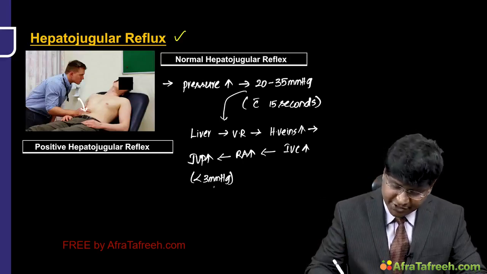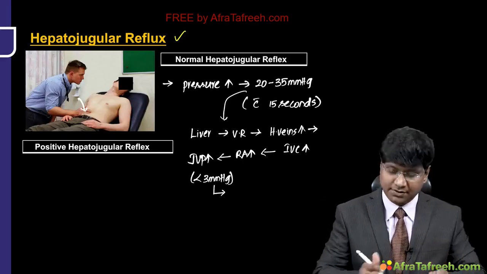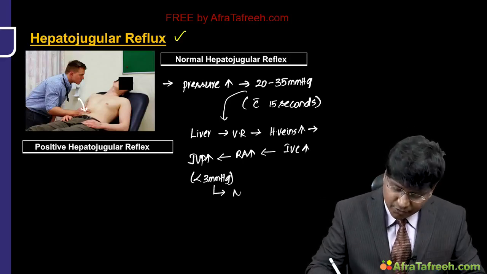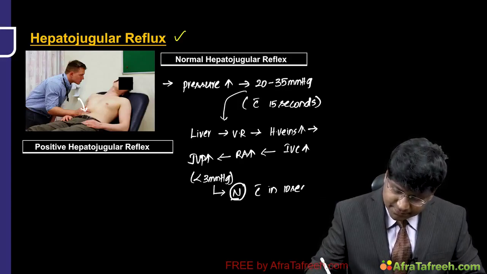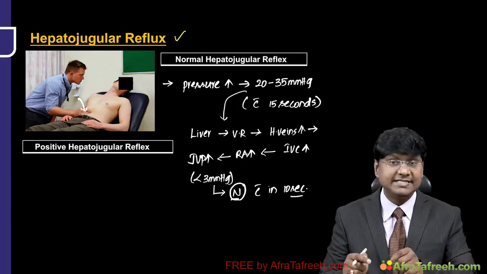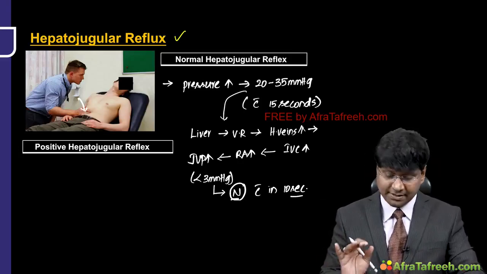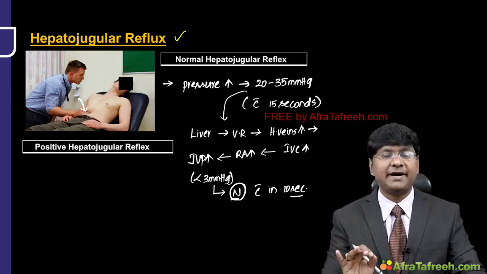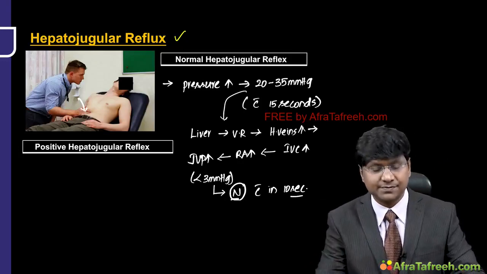So this pressure rise, it will return back to normal, right? It returns back to normal within 10 seconds. Within 10 seconds, the JVP will return back to normal. That is the normal hepatojugular reflex, which is also called negative hepatojugular reflex.